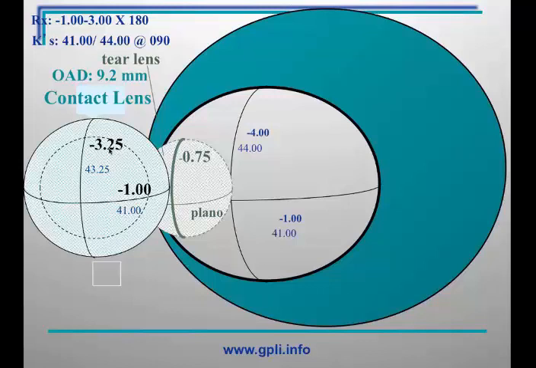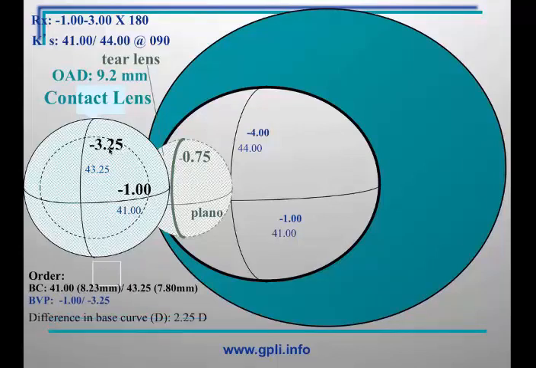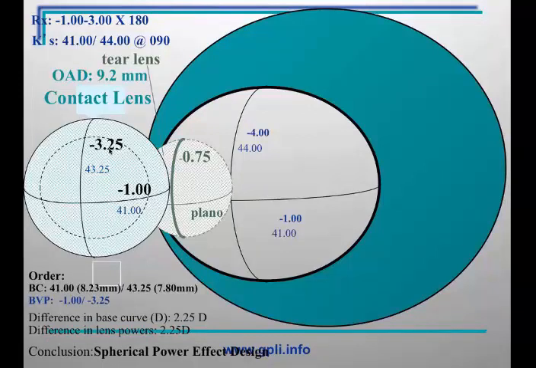And you'll hear the clicking sound of the final design down here. The base curves and the back vertex powers. The difference in base curve radii are 2 1/4. The difference in lens powers are 2 1/4. And lo and behold, you have a spherical power effect design. And that means this lens can rotate all at once on the eye, and it will not affect vision. Well, let's take another example.